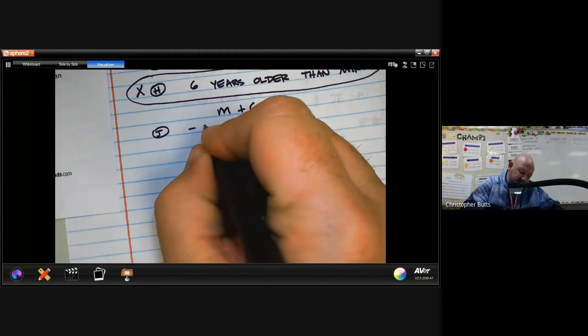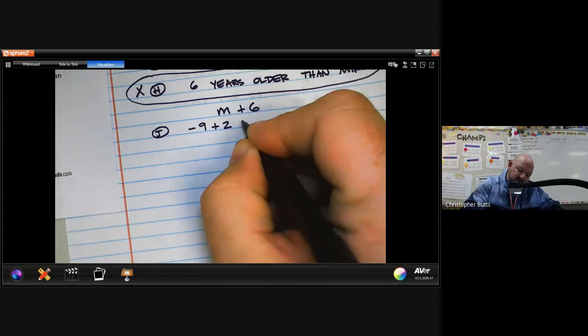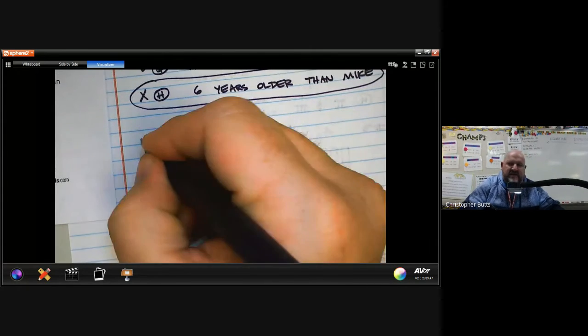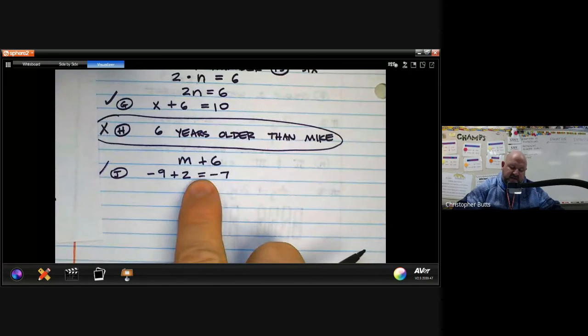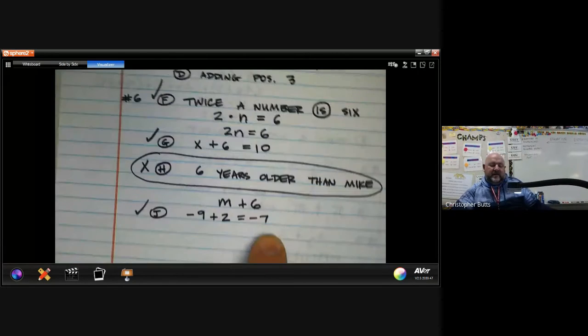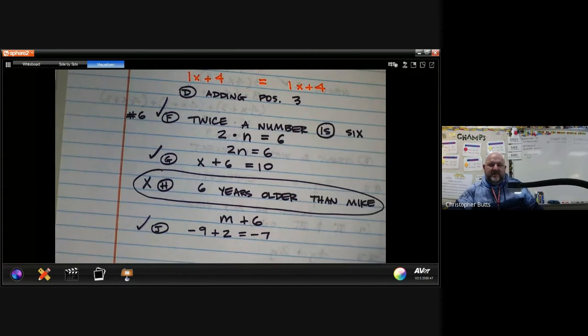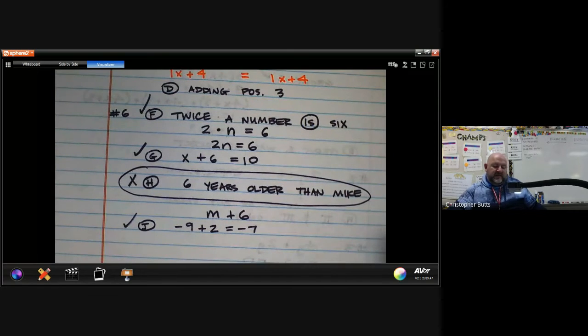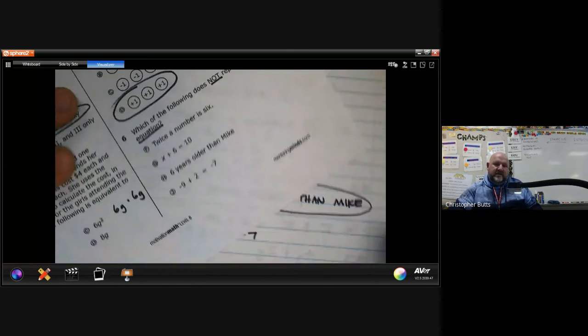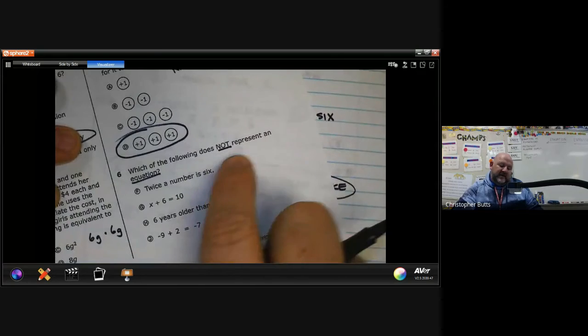J, negative 9 plus 2 equals negative 7. This one is an equation because, again, it has an equal sign and an answer. So not too hard of a question right there. You just need to go along with each answer choice and make sure you're paying attention to what the question is asking. And this one wanted something that was not an equation.